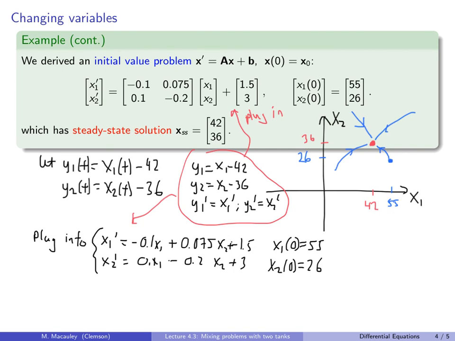Same thing, though. x1 prime is y1 prime, x2 prime is y2 prime, and for each x1 I'm going to put in, solving for x1, you see x1 is y1 plus 42, and x2 is y2 plus 36. So for each x1, I plug in y1 plus 42, and for each x2, y2 plus 36, and I do the same thing. Again, I'm not going to do all the messy algebra. It's not bad at all.